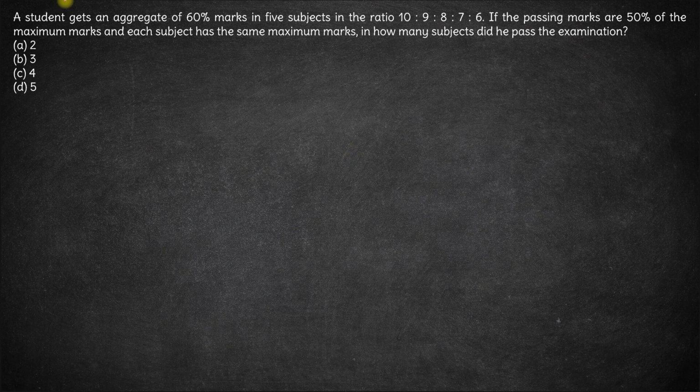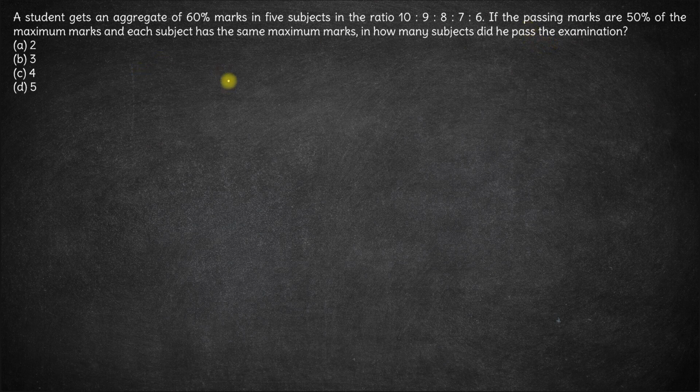Hi. Here in this question we have, a student gets an aggregate of 60% marks in the 5 subjects in the ratio 10:9:8:7:6. If the passing marks are 50% of the maximum marks and each subject has same maximum marks, then in how many subjects did he pass the exam?